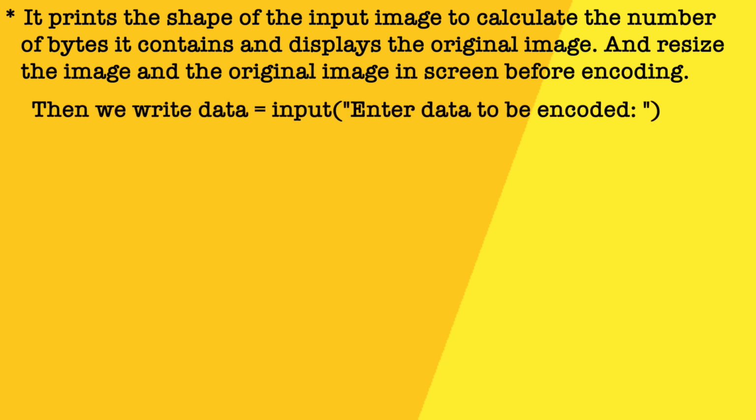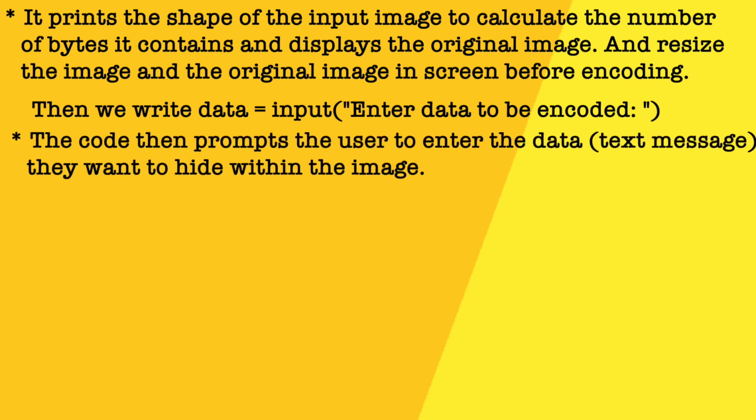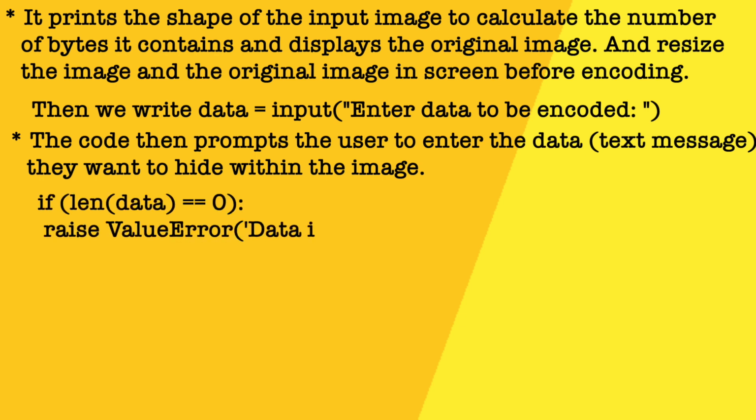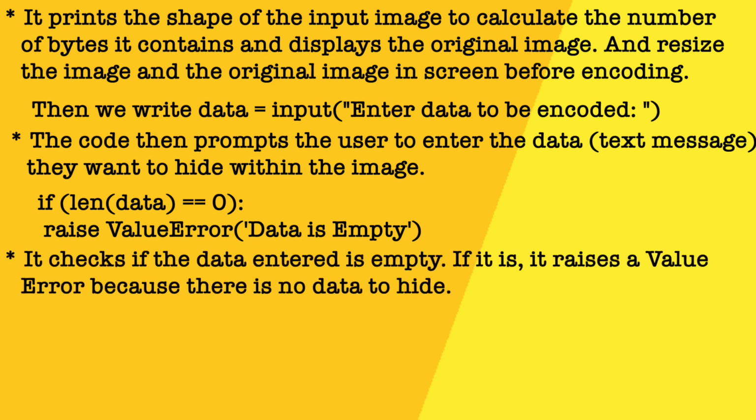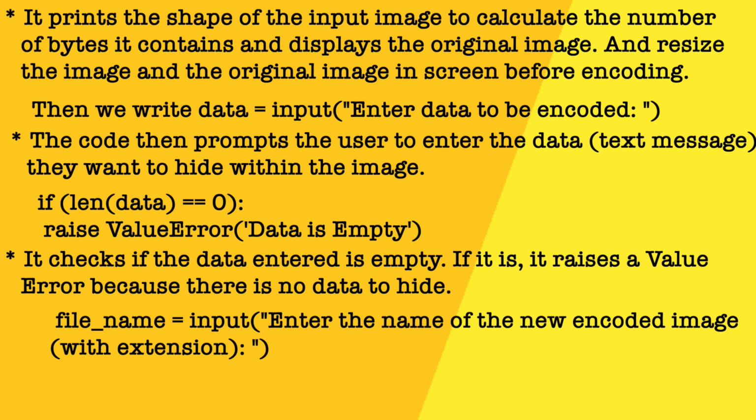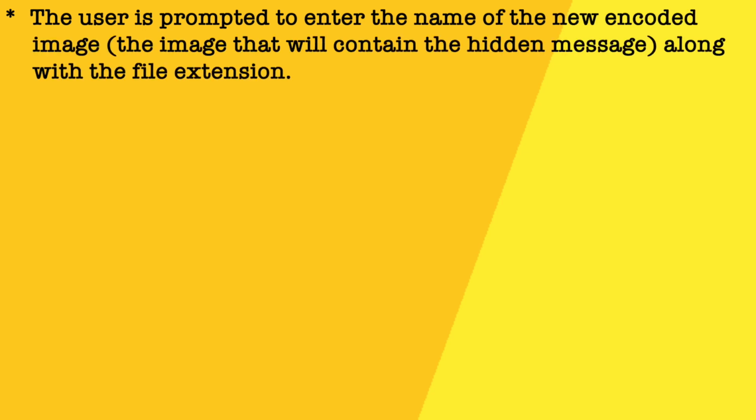Then we write data equal to input, enter data to be encoded. The code then prompts the user to enter the data text message they want to hide within the image, and it checks if the data entered is empty. If it is, it raises a value error because there is no data to hide. The file name equal to input, enter the name of the new encoded image with extension. The user is prompted to enter the name of the new encoded image, the image that will contain the hidden message, along with the file extension.